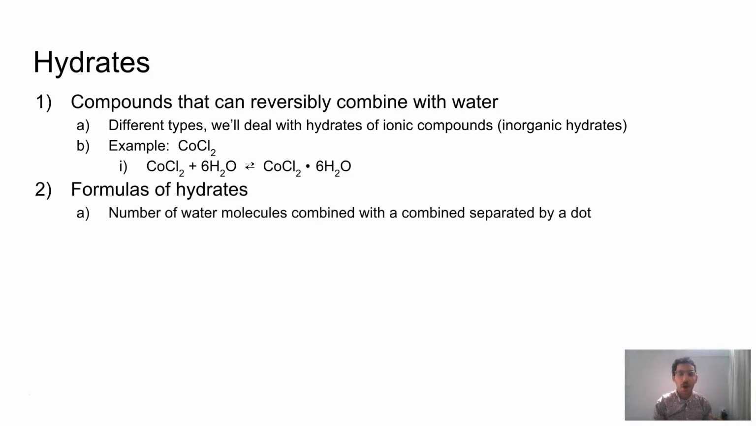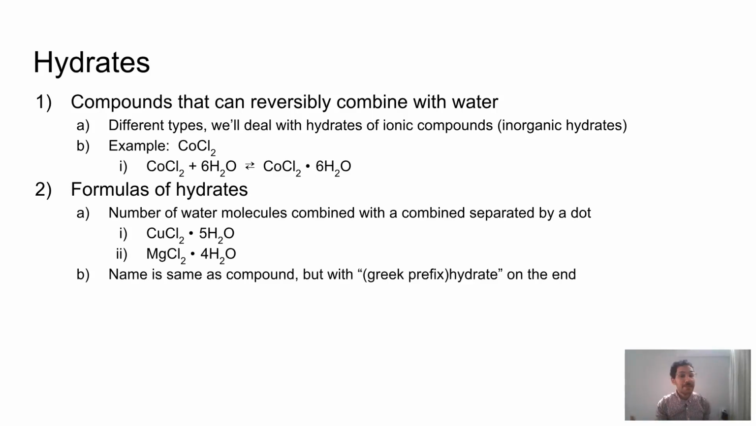Formulas for hydrates show the number of water molecules combined, separated by a dot. That's not that confusing. Oh wait, yeah it is. But either way, we show the number of water molecules that have combined, separated by a little dot. Here we have an example of cobalt chloride with 5 waters attached, and magnesium chloride with 4 waters attached. The name of the compound is going to be the same, except we add a little bit on to indicate that it's a hydrate.